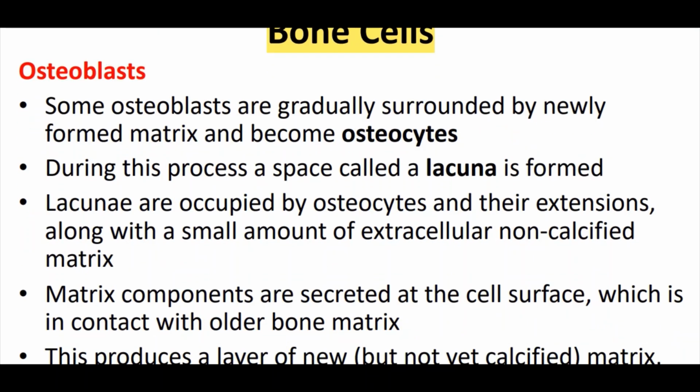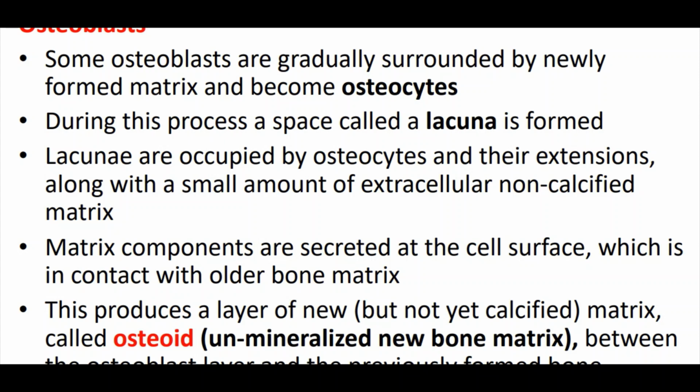So osteoblasts are gradually surrounded by newly formed matrix and become osteocytes. During this process, a space called the lacuna is formed. The lacunae are occupied by osteocytes, and then there are extensions, which are their cytoplasmic processes, with a very small amount of extracellular non-calcified matrix.